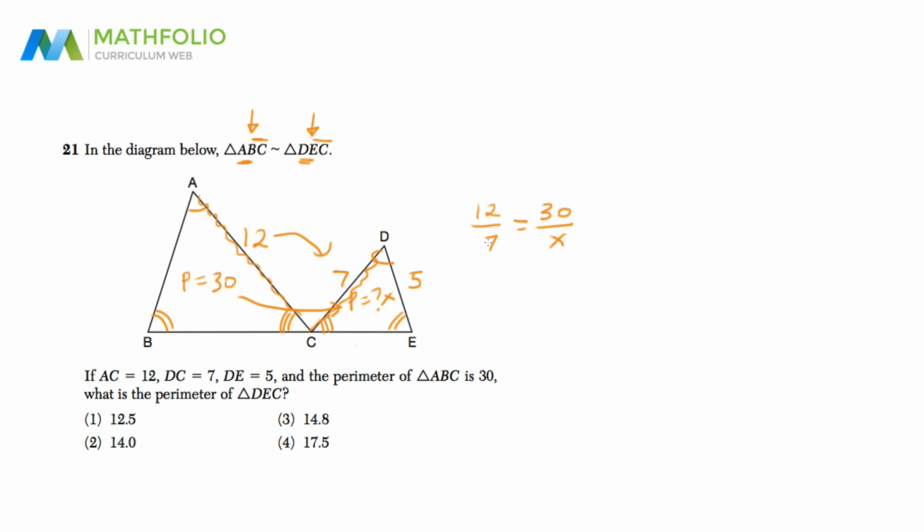So therefore, let's just figure this out. If we cross multiply, we end up with 12x equals 7 times 30, which is 210. Divide both by 12. So we end up with x equals 210 divided by 12, which is 17.5. That's the perimeter of DEC, 17.5. Number 4. All right, question number 22.